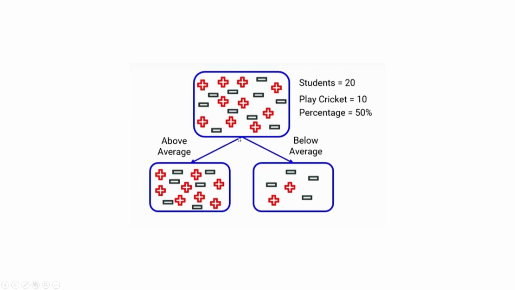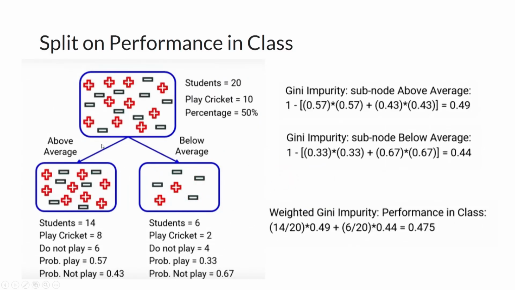So, this is the same example. Using average class performance, if we split this node into these 2 subnodes, we can find out the Gini impurity for this split. First of all we will need to calculate Gini for this subnode and Gini for this subnode, and using that Gini we will calculate Gini impurity for this subnode and then Gini impurity for this subnode. Then the weighted Gini impurity of these 2 subnodes will give us the Gini impurity for this split.